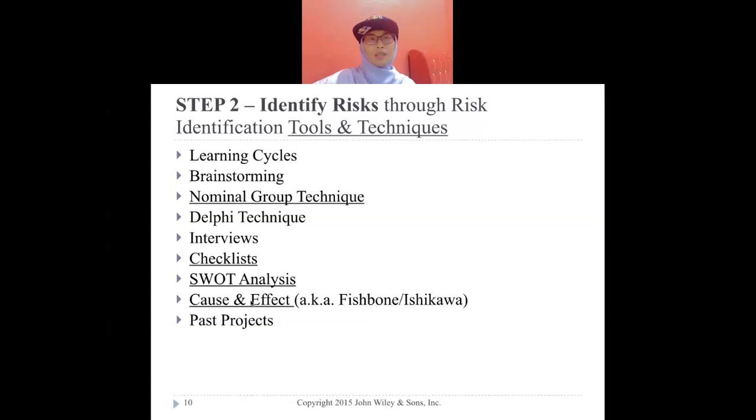Cause and effect, okay, this one is quite famous. Cause and effect, we call it fishbone or Ishikawa. Of course, from the name you can tell it came from Japan. The Japanese are the ones who use this, and we use it too. So cause and effect will be explained in more detail later on.